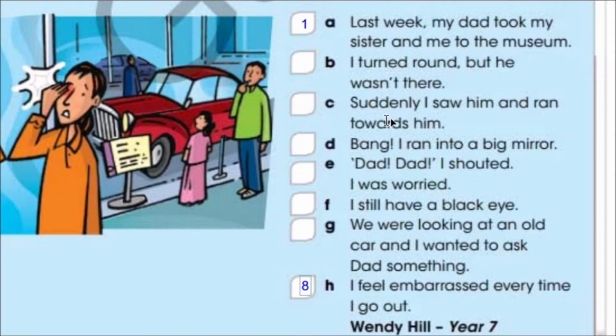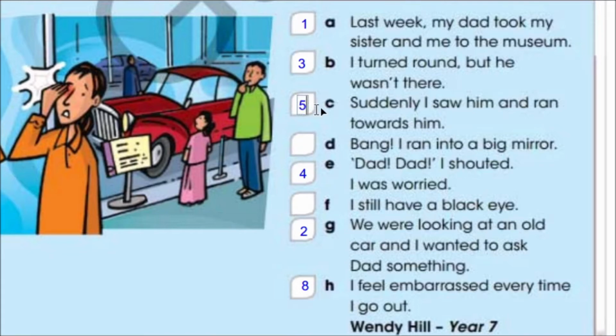Which one do you think is number 2? Very good. G. We were looking at an old car and I wanted to ask Dad something. What about number 3? Which one do you think it is? Very good. B. I turned around, but he wasn't there. And number 4 is? Very good. E. Dad, Dad, I shouted. I was worried. The next one?